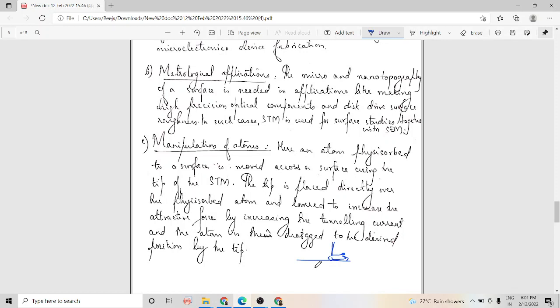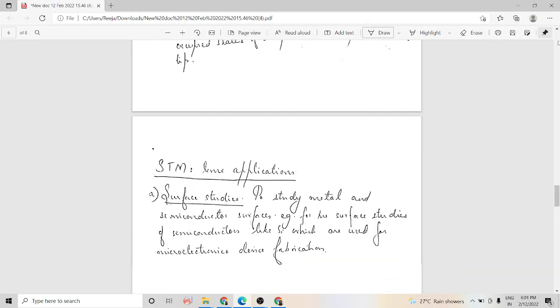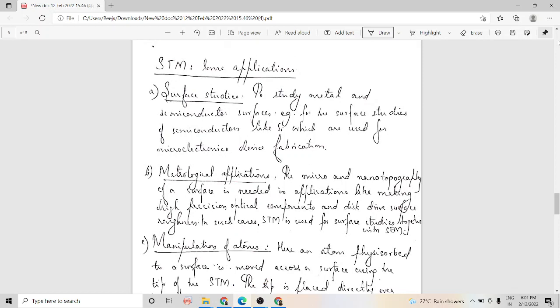So these are some of the applications of the STM. It is used in the surface morphological studies that we already know. It is used for studying the surface topology of the synthesized nanomaterials. Then it is used in metrological applications, that is, in the synthesis of high precision optical components and disk drive surfaces. It's used in the manipulation of atoms, that is, to drag atoms from one position on the surface to another by bringing the tip very close to these atoms and increasing the tunneling current. The atom gets dragged with the help of this tip to another point on the surface of the sample.